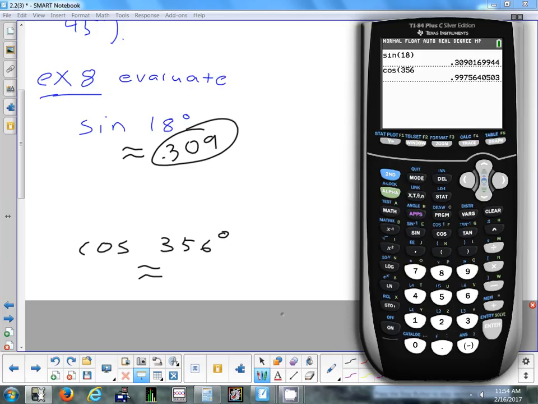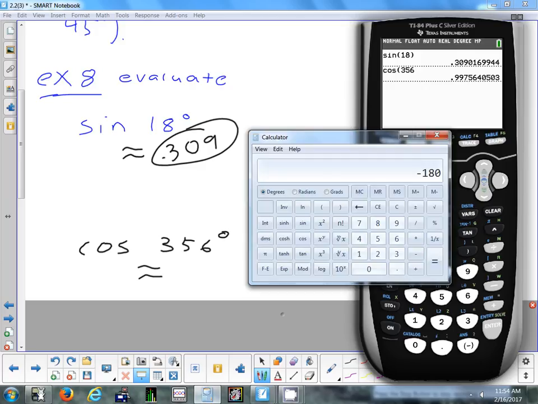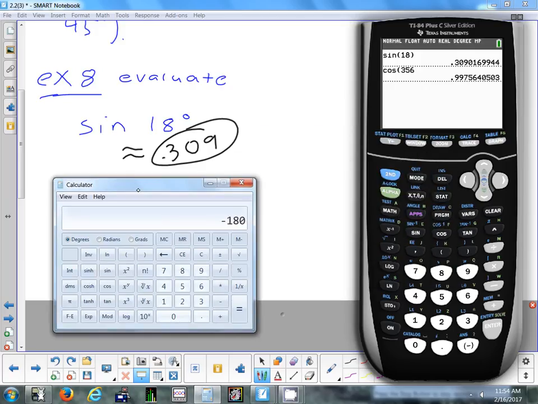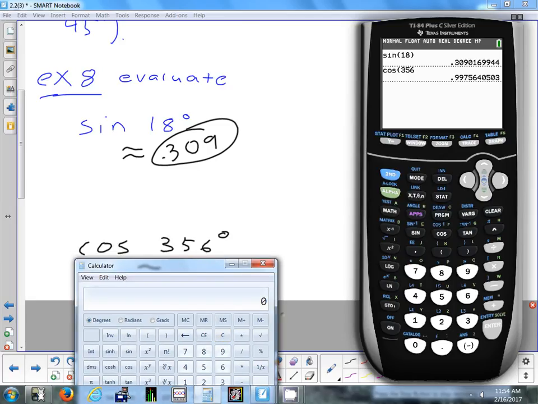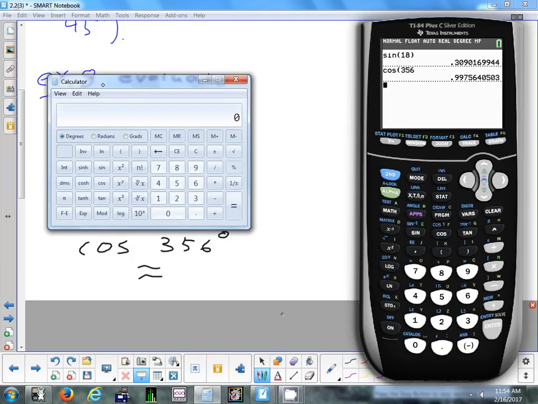356 and hit enter. Now, some calculators, I don't know if anybody has one in here, work backwards, and it's a little confusing. This calculator is like mine, okay, that you would use. You press cosine first, and then 356, and then enter. This calculator, I have to put 356 in first, and then press cosine. So you've got to figure it out on your calculator. Do you press cosine first, or do you press it last? Each calculator I have on the board is different, but it's the same answer, 0.998.